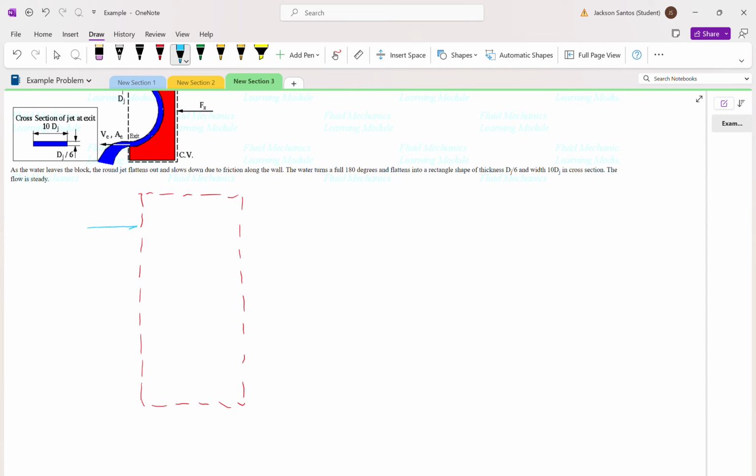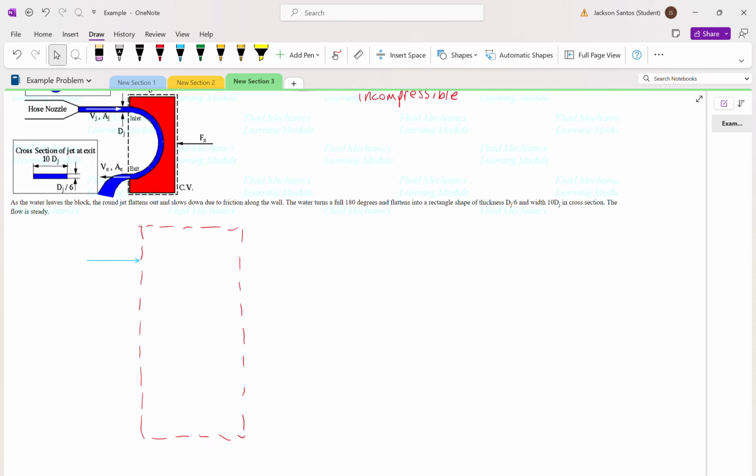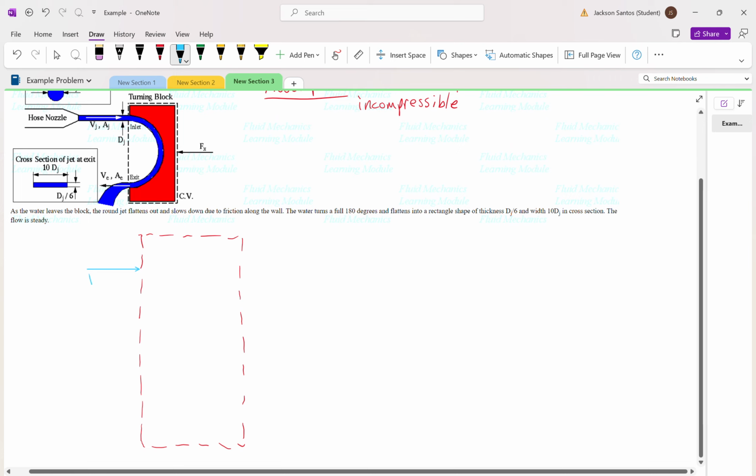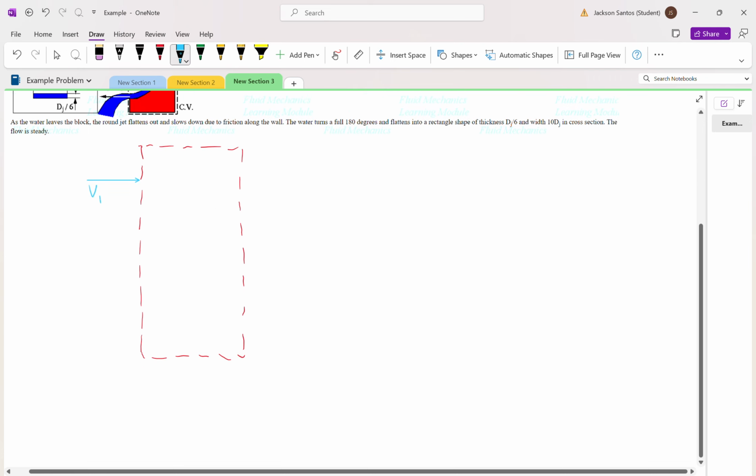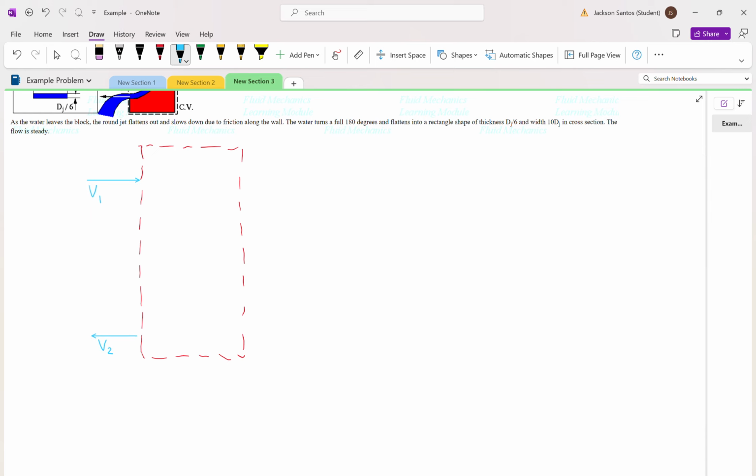From here, the first thing we're going to do is identify our vectors going into the control volume. The first one is our velocity vector going in, and instead of calling it Vj, I'm just going to call it V1 to keep it simple. And then we're going to have our velocity coming out, which is V2.